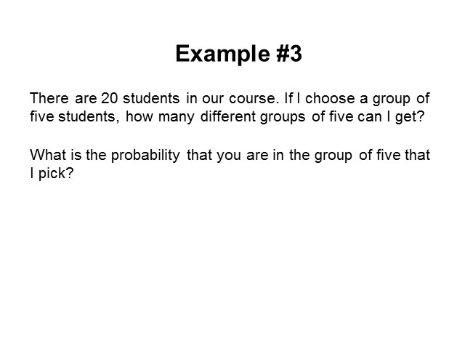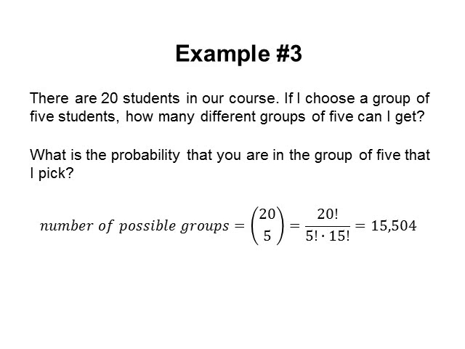There are 20 students in our course. If I choose a group of 5 students, how many different groups are possible? Also, what is the probability that you are in the group of size 5? Now, we don't want someone to appear in the group more than once, so repeats are not allowed. But we are only concerned with the people in the group and not the order in which they are chosen. So in this case, we'll use the combination formula. The number of possible groups is 20 choose 5, which is equal to 15,504.